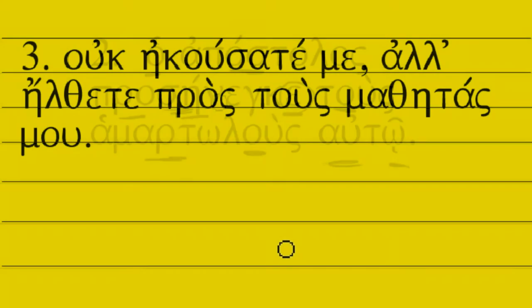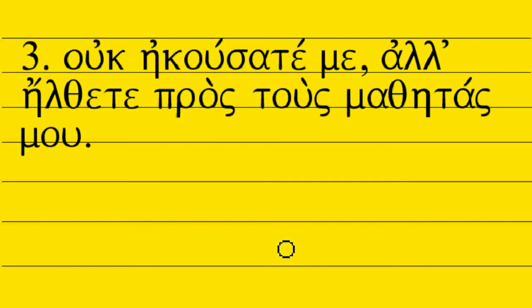All right, and finally, the third of our exercises, which is from Machen, reads: you, plural, ye, did not hear me, but ye came to my disciples. So we're using the second person plural, which Machen uses the Old English word, ye, to accomplish. Sometimes when I teach Greek, I tell kids to say y'all, like they say in the South. But either way, just so you know that we're dealing here with the second person plural.